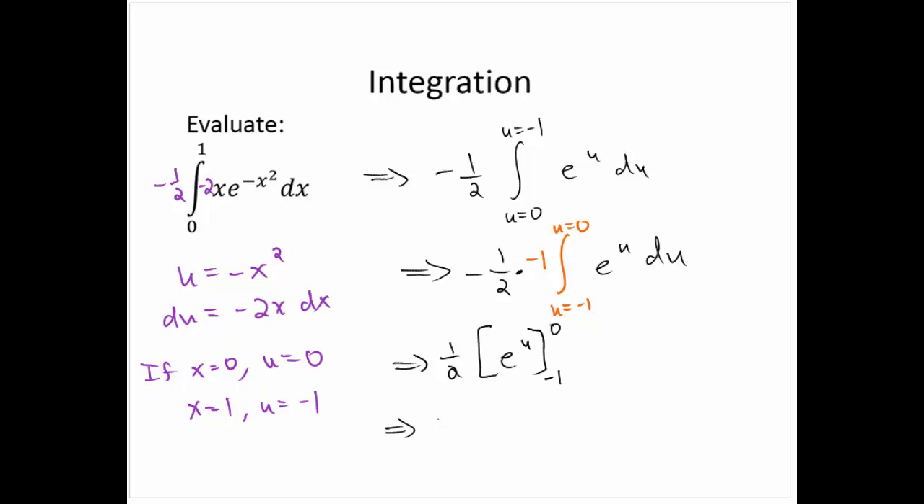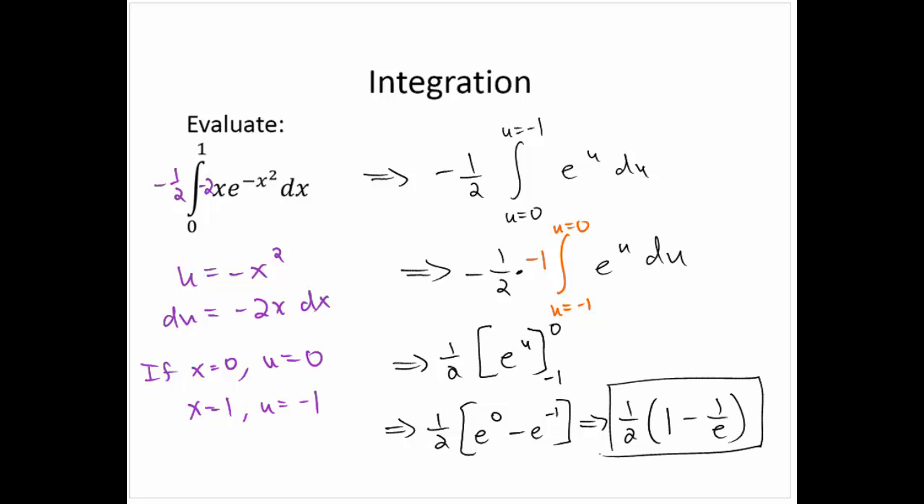And so this becomes 1/2 times e to the 0 minus e to the negative 1. Now e to the 0 is 1, and e to the negative 1 I'll write as 1 over e, so I can write this as 1/2 of 1 minus 1 over e. And that's an entirely acceptable form. All right, that concludes this section.